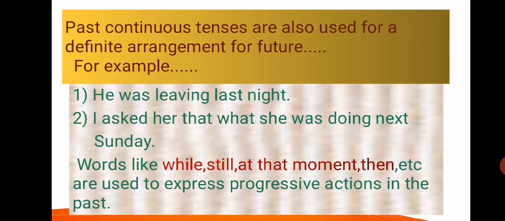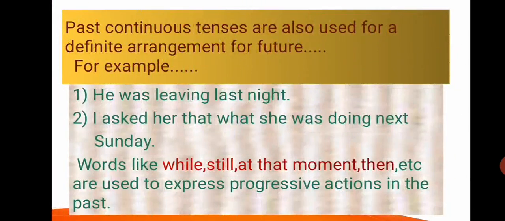One more thing about past continuous tense is that words like while, still, at that moment, then, etc. are used to express progressive actions in the past. So whenever we are using these words, we can consider them in past continuous depending on the context of the situation or the given example. So this was for past continuous tense. So let's do its revision.